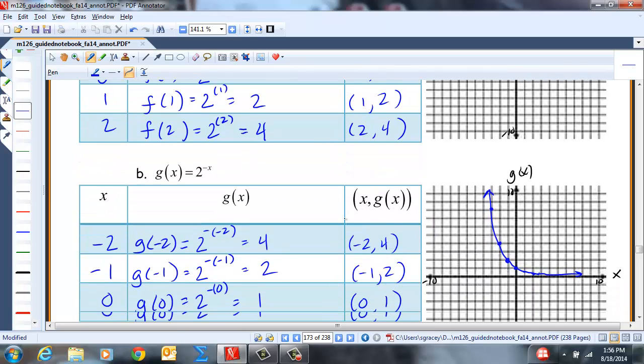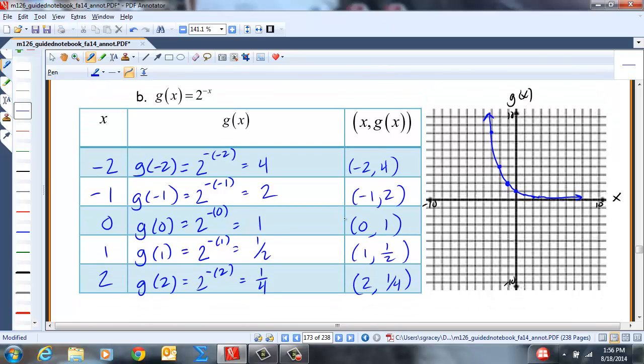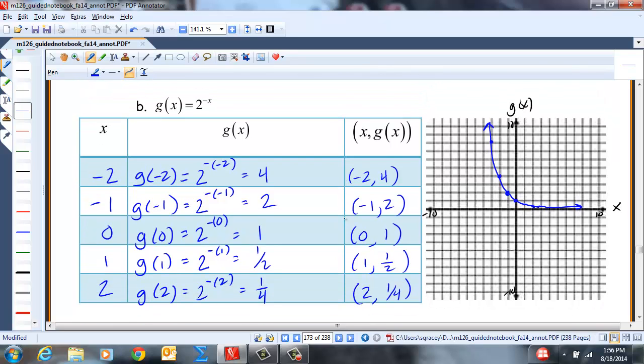Now, let's take a look at this part B. 2 to the negative x. We could also think of 2 to the negative x as 2 to the negative 1 raised to the x. Do you see that's the same? Because when you raise a power to a power, you multiply. But what is 2 to the negative 1? Good, it's 1/2. So you'd have 1/2 to the x.